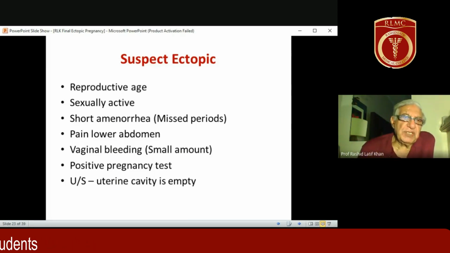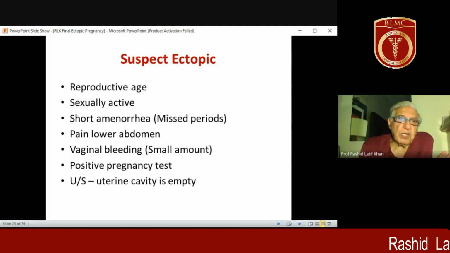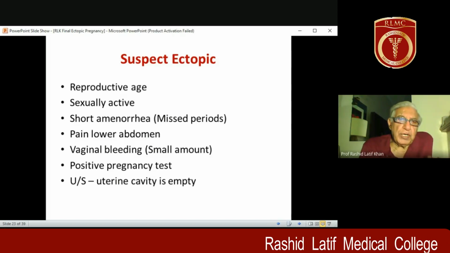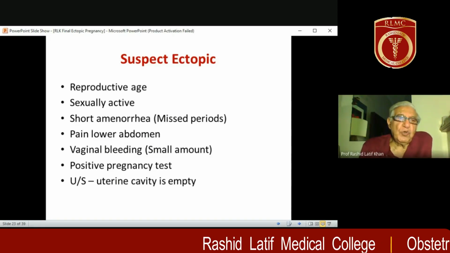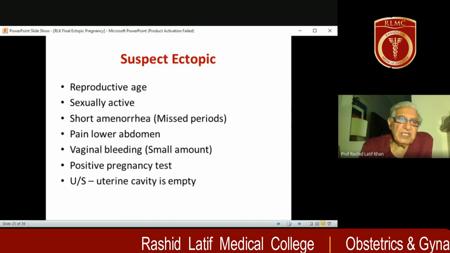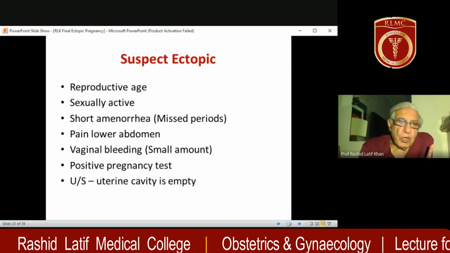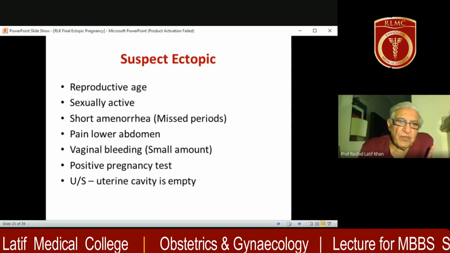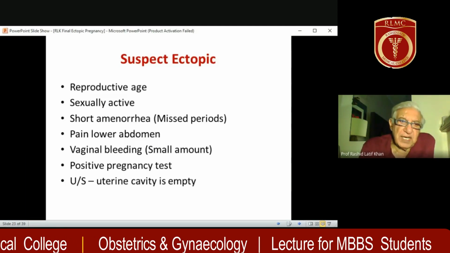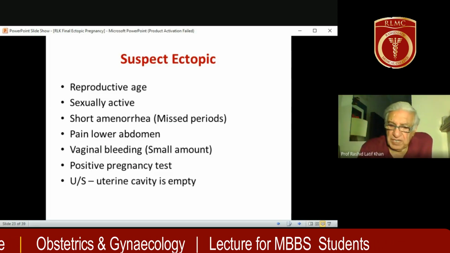In such cases, remember that a young girl, reproductive age, sexually active, when she gets short amenorrhea and comes to you with pain lower abdomen and vaginal bleeding with positive pregnancy test, it's not always normal pregnancy. Think of ectopic as well. The diagnosis can be confirmed by TVS or ultrasound.